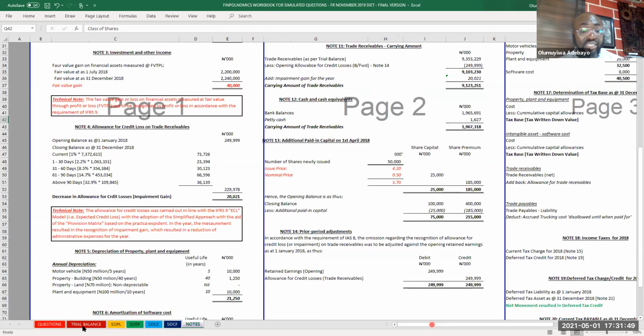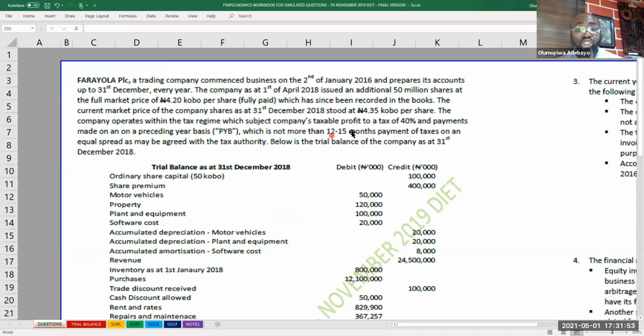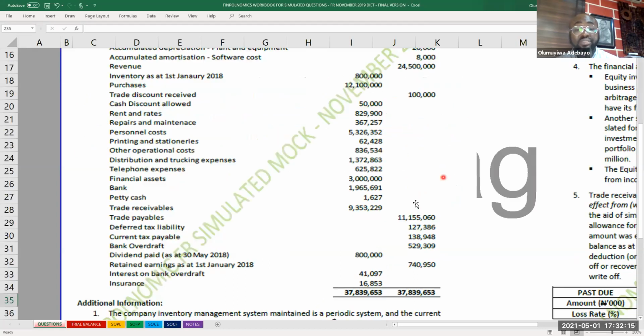Now, what is the significance of information two? Tax. Information two is that one, they provided us with the tax rate, which is 40%. And they provided us that for every tax liability, it's going to be considered current liability because the payment of tax will not exceed 12 months or 15 months from the reporting date. Okay, that is that. Now let's move further.